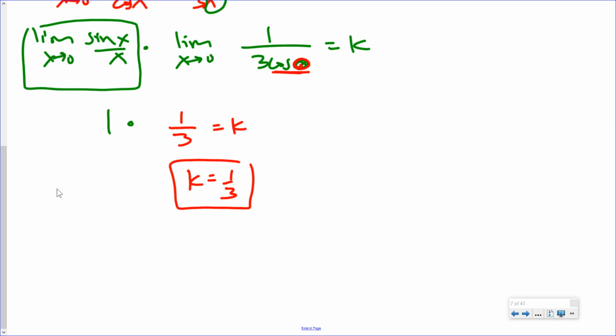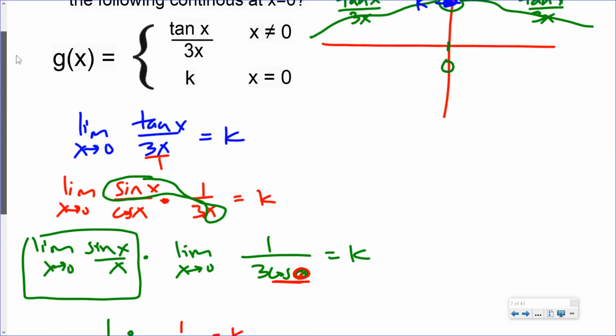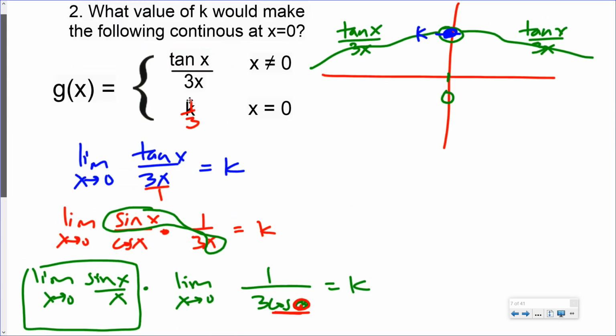And you can test it. Put k as 1/3, put it in here, and graph it on your calculator and see if you get the same thing. Any questions on this problem? Make sure you're good with that.